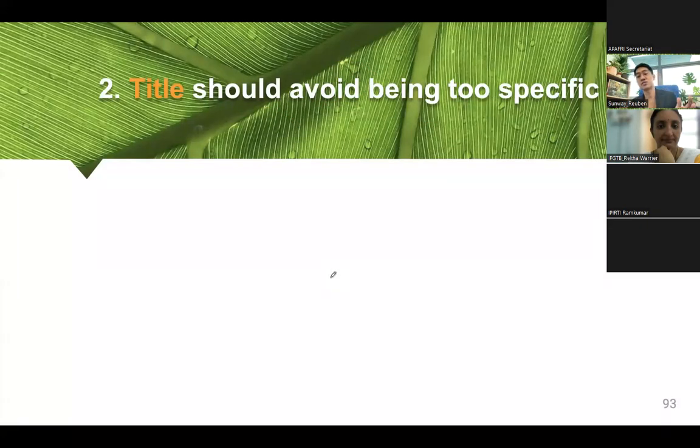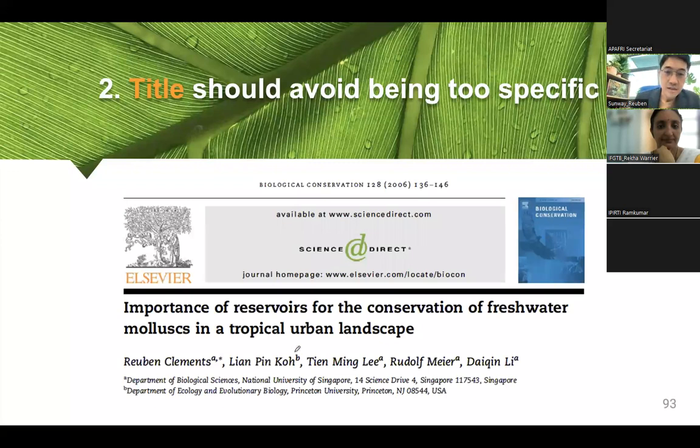Really, the title should also avoid being too specific. Sometimes you're tempted to find out the effectiveness of this compound on a particular animal or tree, for example. You need to try to think of ways to make it catchy. So what I did here in one of my articles when I first published, there's importance of reservoirs for the conservation of freshwater mollusks in the tropical urban landscape.